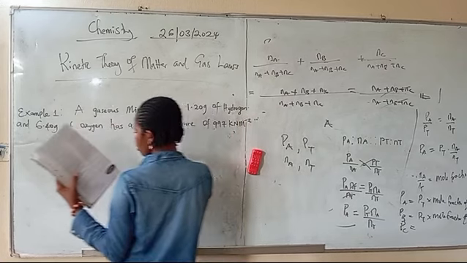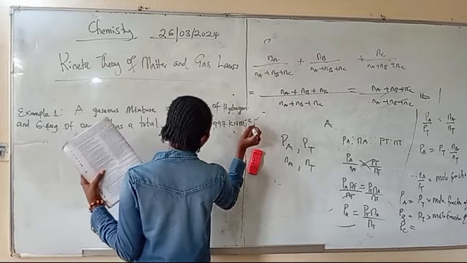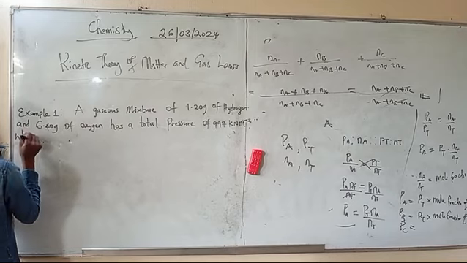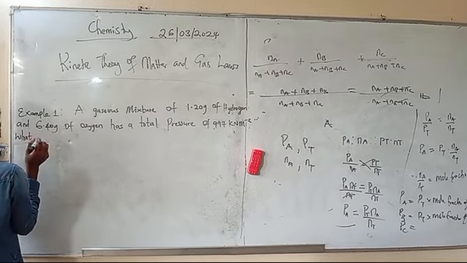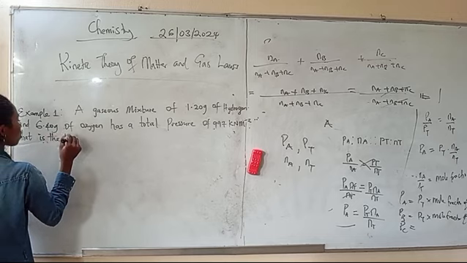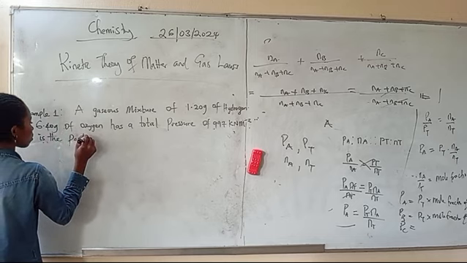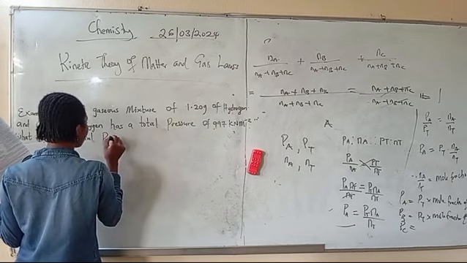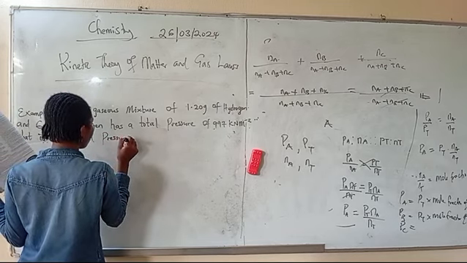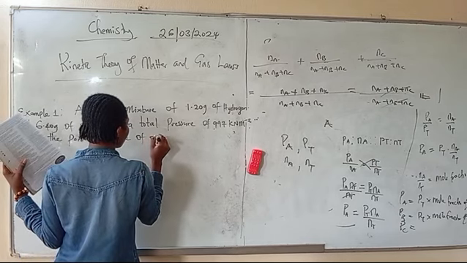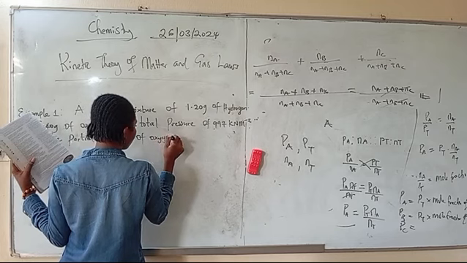So the number of moles of hydrogen is this: reacting mass over molar mass. In this question, what is the reacting mass of hydrogen? Here it is 1.20 gram. Molar mass of hydrogen is what? Is it 1? Mass of 1 mole of hydrogen is what?